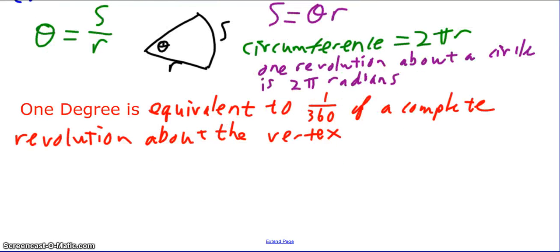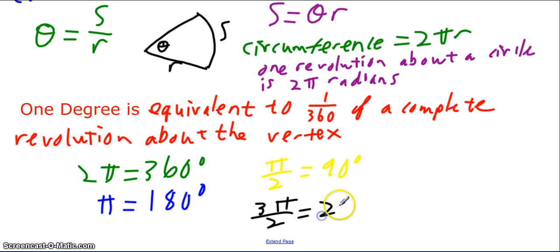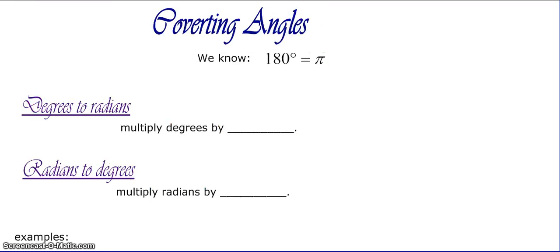So if I know 2 pi is 1 revolution in radians and 360 is 1 revolution in degrees, I know that 2 pi equals 360 degrees. Therefore, I know pi equals 180 degrees. I know that pi over 2 equals 90 degrees. And I know that 3 pi over 2 equals 270 degrees. And so then this leads me to my conversions.